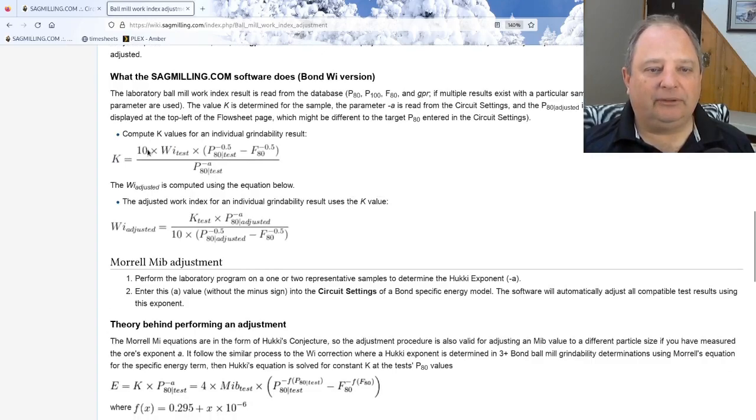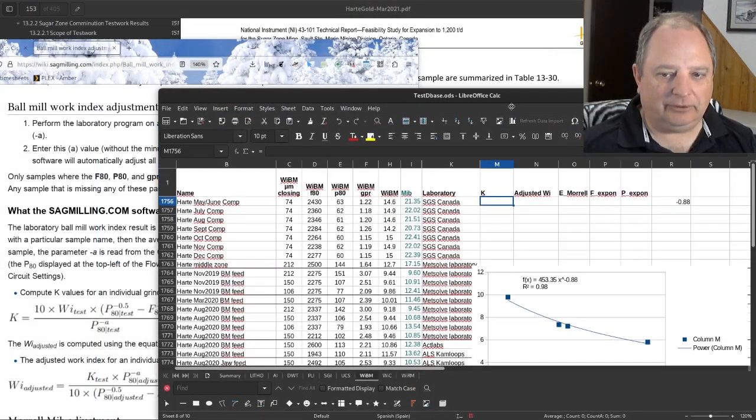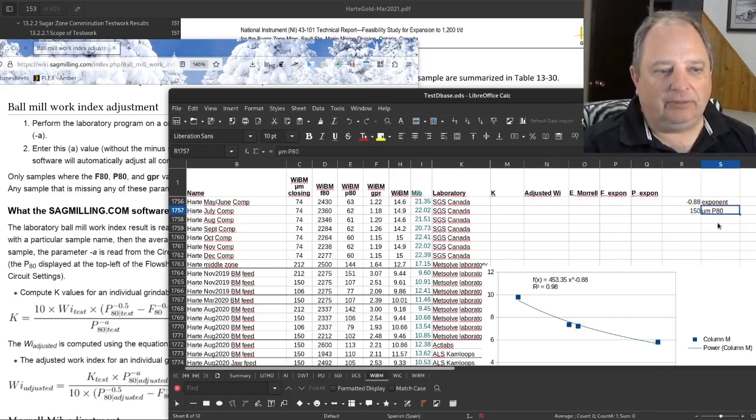What we're going to do is generate out of the signature plot what the coefficient is for each of the samples that we want to adjust. That's this K value. So we're going to use the work index we generated in the test, the P80 we generated in the test, and then we're going to use this exponent that was measured in the reference sample. Okay, I guess I should probably move this down so that I'm not covering it. So again, this is the exponent. Now, let's just define what the particle size is that we want to do the adjustment to. So I'm going to set that here. That's my target P80.